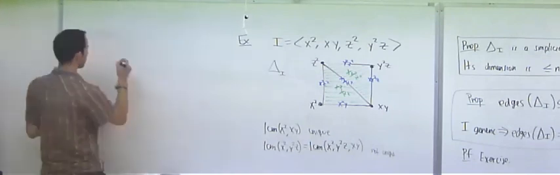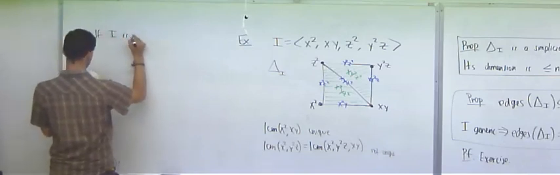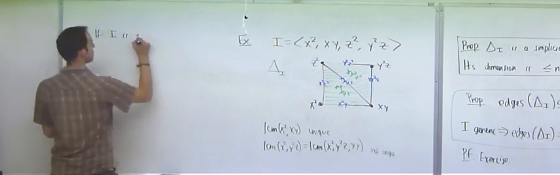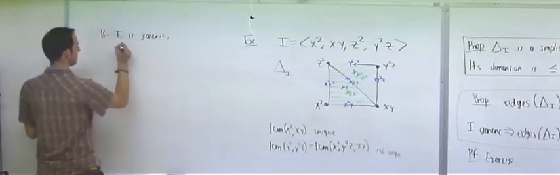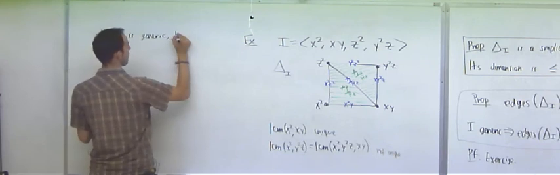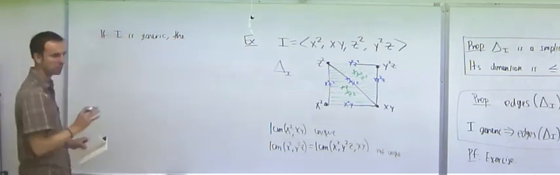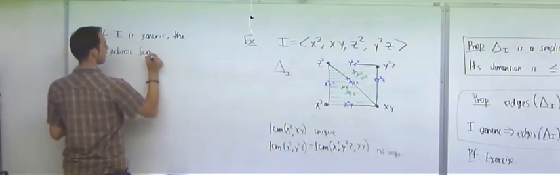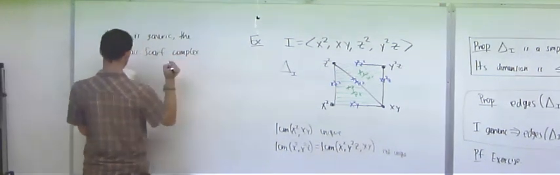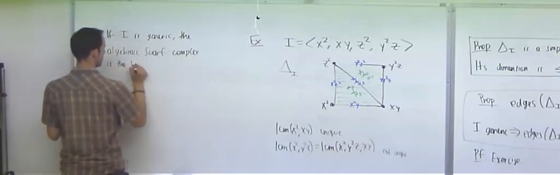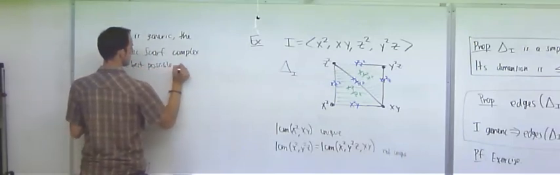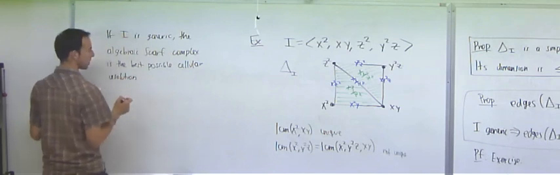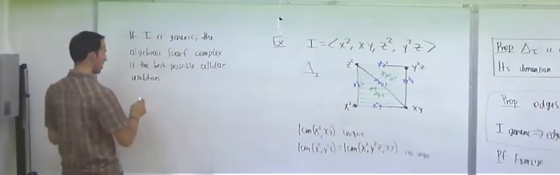But the statement that I want to make is that if I is generic, well, let's see. So if I is generic, then the algebraic scarf complex is basically the best possible resolution. There's no question about it. This is what you want to do. The algebraic scarf complex is the best possible cellular resolution. Okay. How do I say that precisely? Let's say it in a theorem.